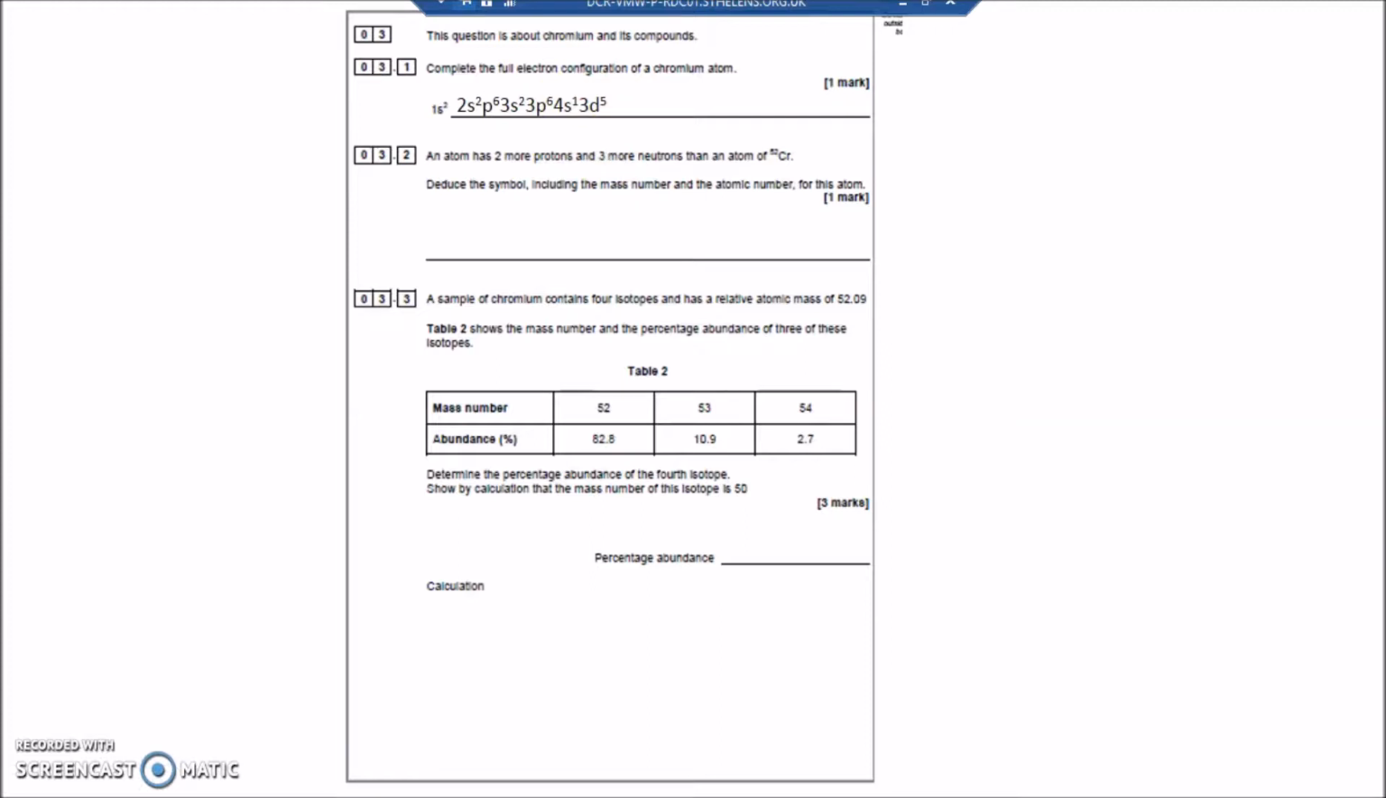Question 3.2. An atom has 2 more protons and 3 more neutrons than an atom of 52/24 Cr. I know if it's got the symbol chromium, it's got an atomic number of 24. So if it's got an atomic number of 24, it's got 24 protons and 24 electrons because it's an atom, not an ion. But then what I can work out is from 24, 52 take away 24 is 28. So the remaining mass is 28. The only other subatomic particle in there that has any mass is a neutron, so that's 28 neutrons.